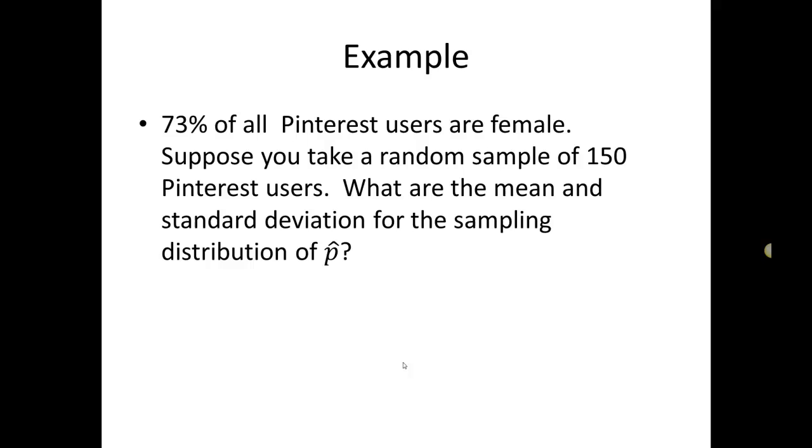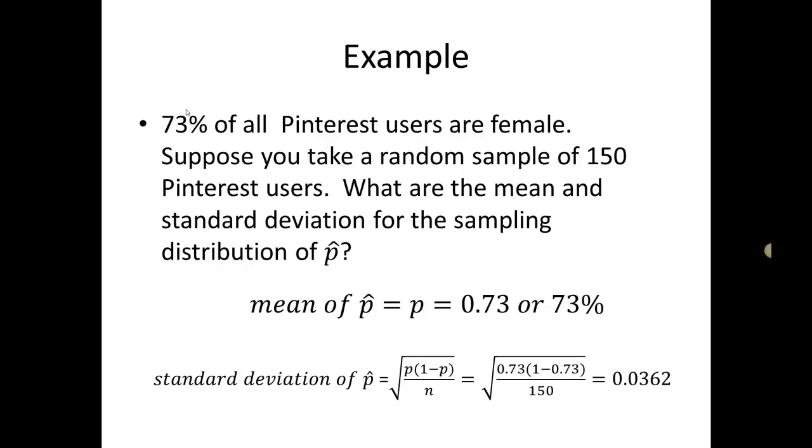73% of all Pinterest users are female. Suppose you take a random sample of 150 Pinterest users. What are the mean and standard deviation for the sampling distribution of p hat? Starting with the mean of p hat, the mean of p hat is going to be equal to p, or in this case, 73%, or 0.73. The standard deviation of p hat is equal to the square root of p times 1 minus p over n. As stated in the problem, p is 0.73. If we plug that into our formula, we get a standard deviation of p hat equal to 0.0362.